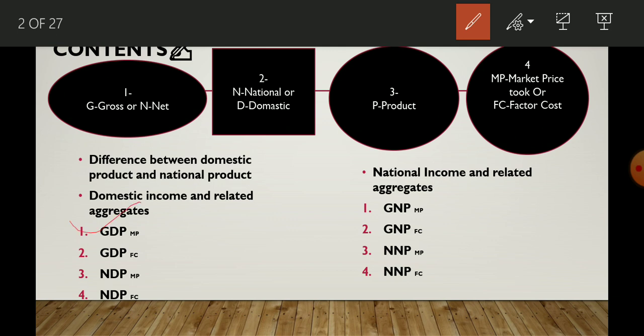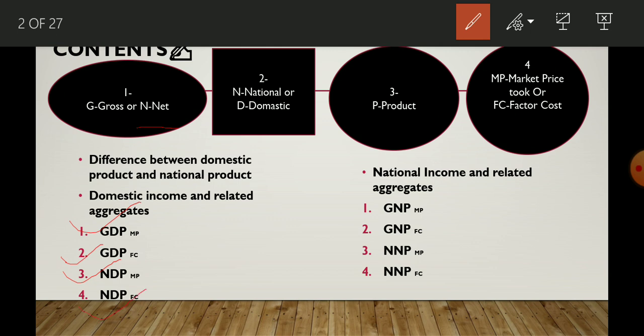With the first one, GDPMP. So G for gross, D for domestic, P for product. MP means market price. So gross domestic product at market price. Now next, gross domestic product at factor cost. Okay, and here I have written N stands for net. So net, D for domestic, P for product, MP for market price. So net domestic product at market price. Next is net domestic product at factor cost.